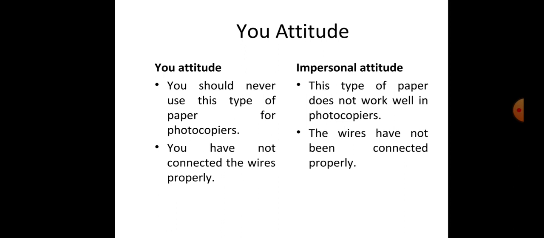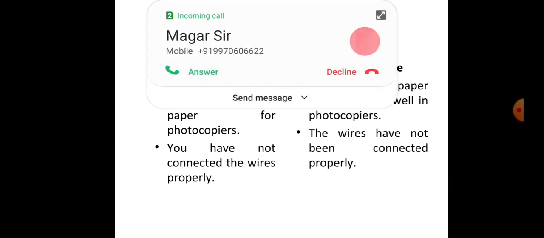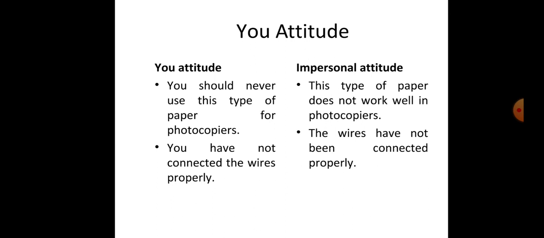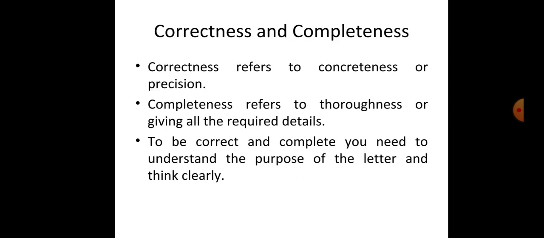The first one is: you should never use this type of paper for photocopiers. Secondly, in impersonal attitude: this type of paper does not work well in photocopiers. Similarly: you have not connected the wires properly. The second version: the wires have not been connected properly. By looking at this, we can understand how the concept of you attitude works, and if we want to maintain it, it can be done in a very nice manner.